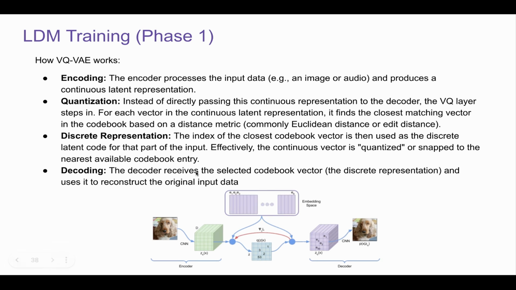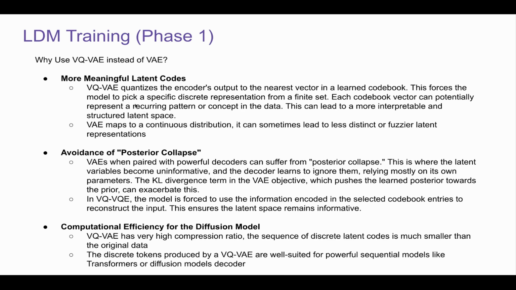And then the decoder receives the selected codebook vector and uses it to reconstruct the original input data. So what's the benefit of using VQ-VAE instead of the regular VAE? First, VQ-VAE usually has more meaningful latent codes.